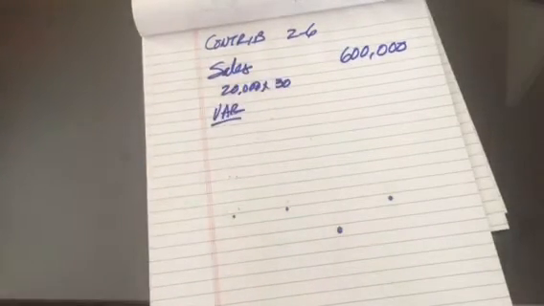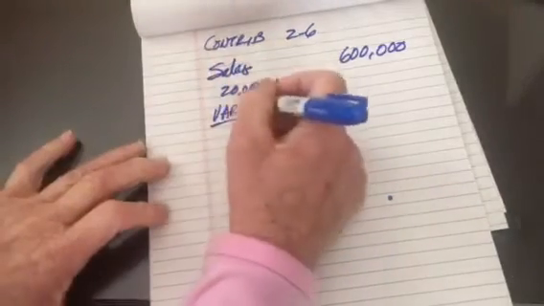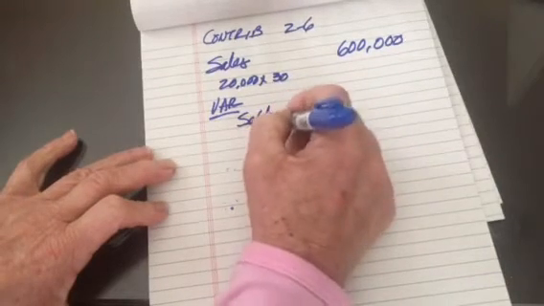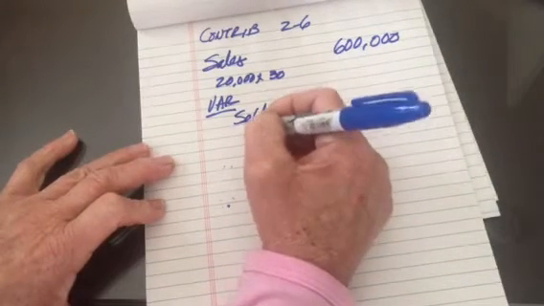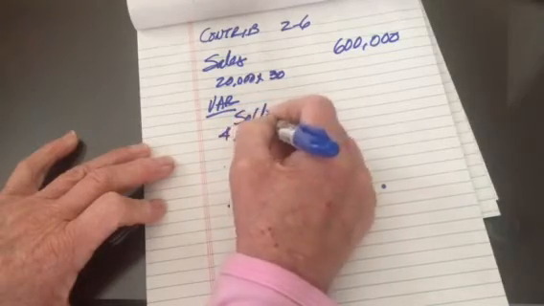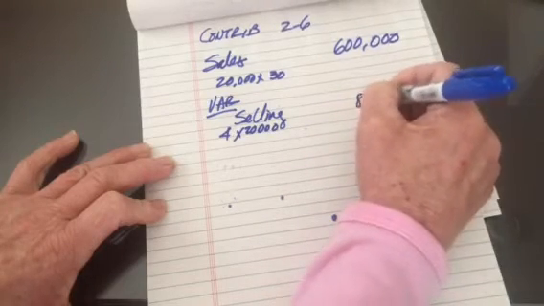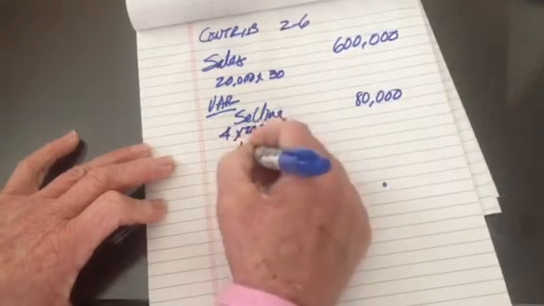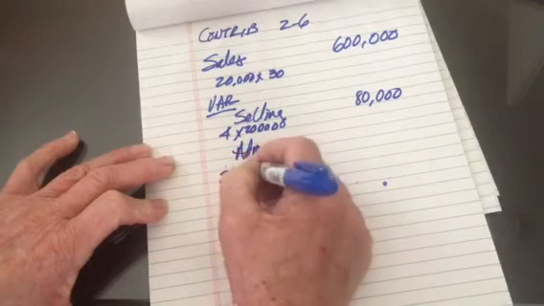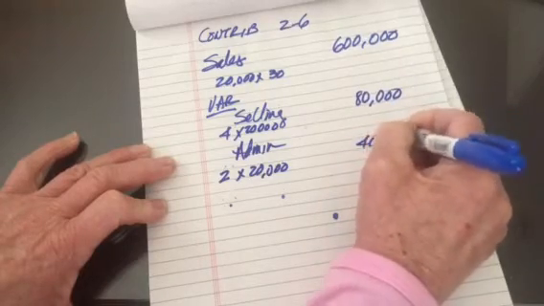Now what we're going to do is start analyzing and reporting our costs based on their behavior. So here's the variable costs. Now we're going to take only the variable portion of our selling, which was $4 a unit, times the number of units that we sold, which was 20,000. So here we've got 80,000. We'll do the same thing with our administrative. Our administrative were $2 a unit times the 20,000 that we sold, giving us 40,000.